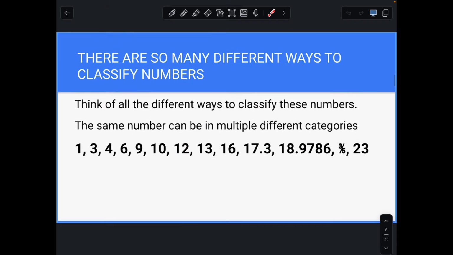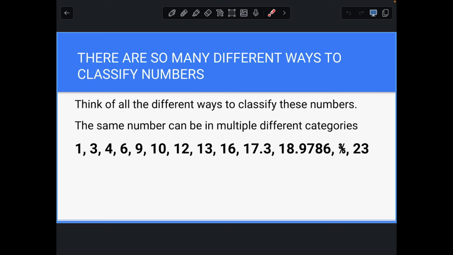There are so many different ways to classify numbers. Okay, here's a list of numbers. There's a bunch of random numbers that we just put in there. Think of all of the different ways that you can classify these numbers. The same number can even be in multiple different categories. Okay, so I want you to pause this video. Think about what are some types of numbers in which you can put these into.